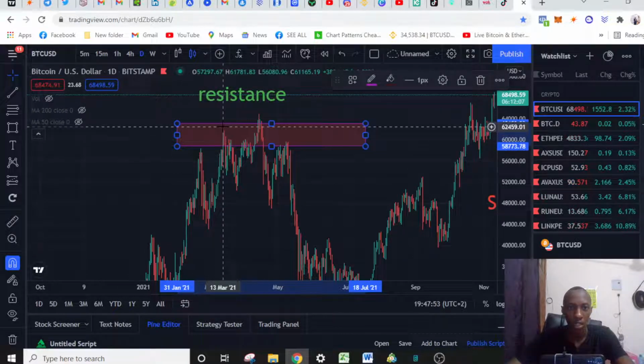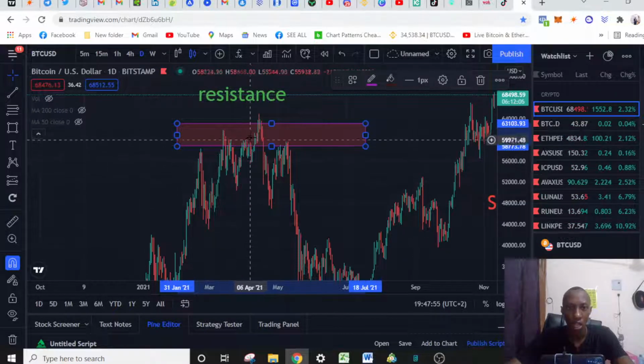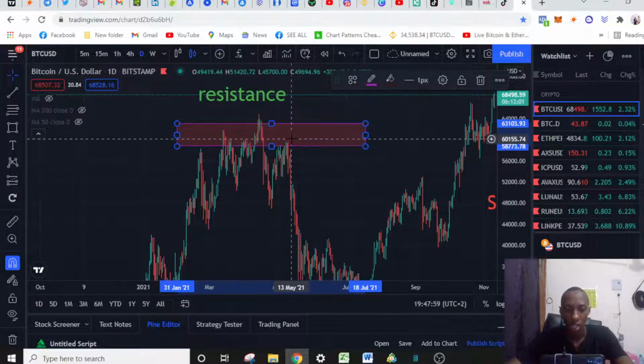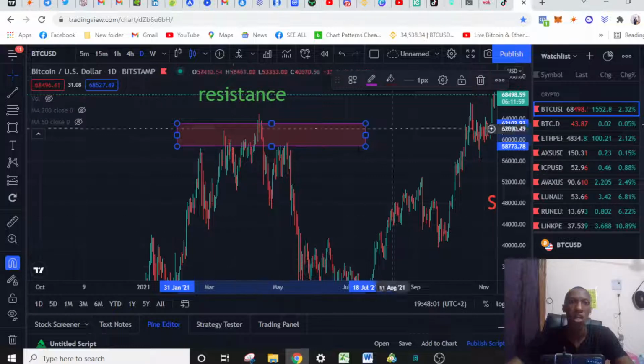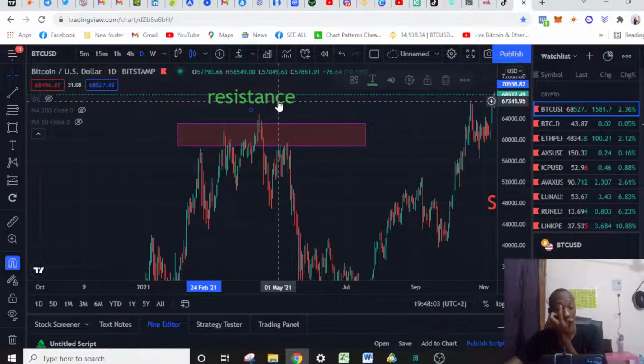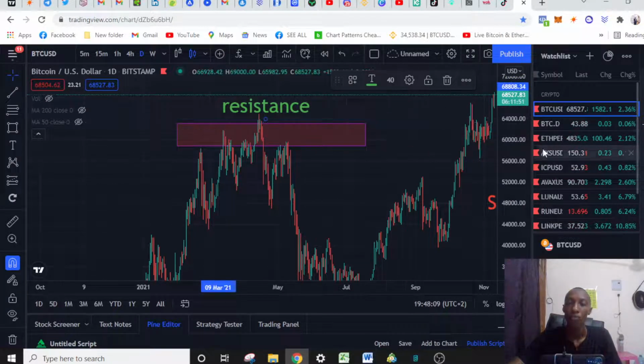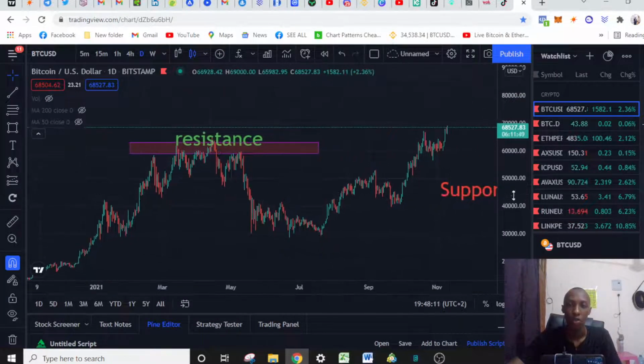Price comes here, tries to break out, boom, it drops. Price comes here, tries to break out, boom, it drops. Comes here again, tries to break out, boom, it drops. That's what we call a resistance. Price tries to push through, but there's a very strong resistance pulling it backward.